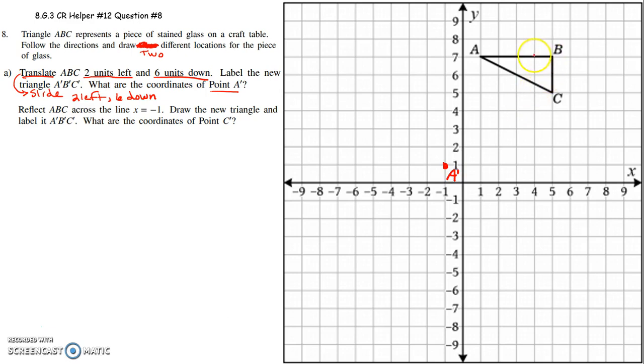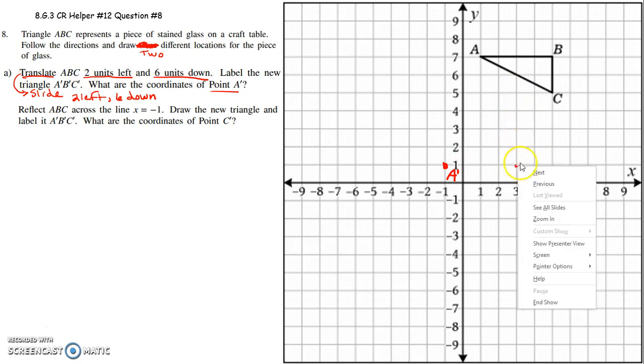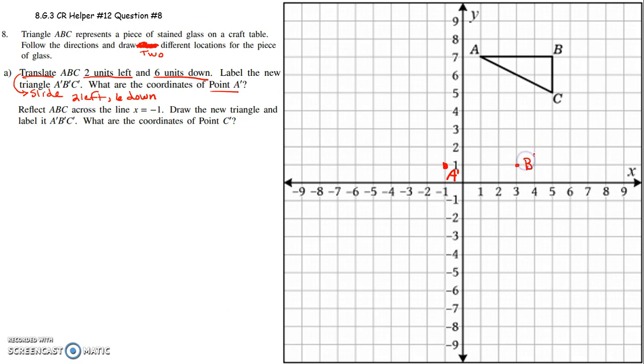For B, I'm going to go 2 to the left, and then 1, 2, 3, 4, 5, 6 down. I just want to point out that if A to B is 1, 2, 3, 4 units long, A prime to B prime had better still be 1, 2, 3, 4 units long. Okay, good. Because you don't change the triangle, you just slide it. So the side lengths have to remain the same, the area remains the same, the angles remain the same.